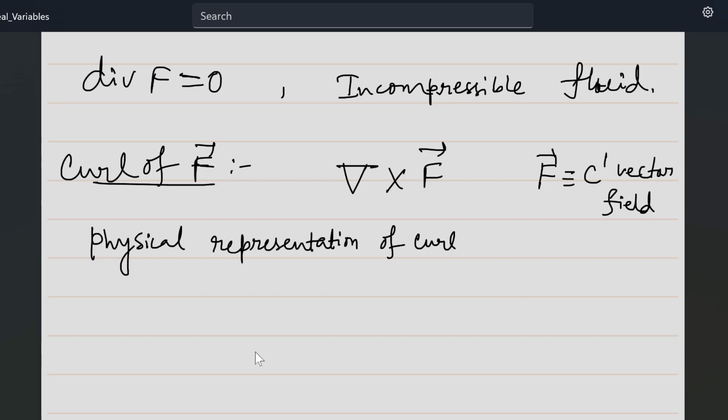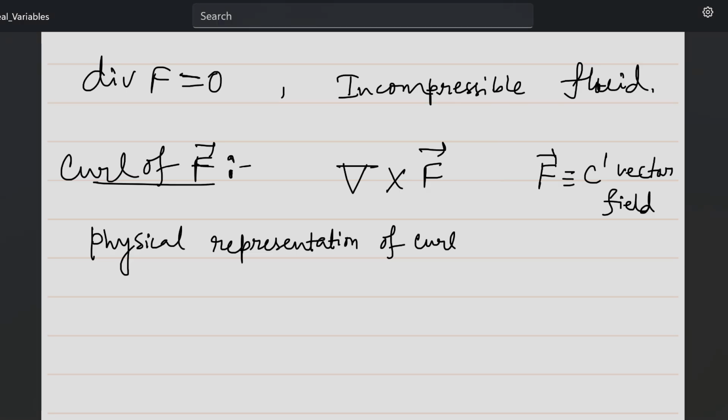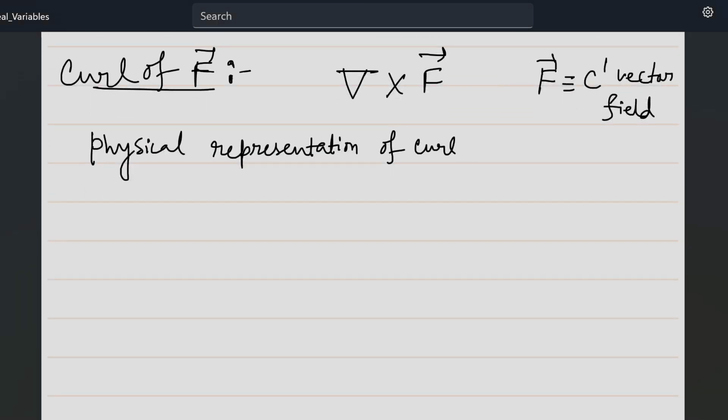First of all, curl is a vector. It's not a scalar. Divergence is a scalar. Sorry, curl of a vector is a vector. Divergence of a vector is a scalar. So what is the physical representation of curl? Any idea? Abhitata Roy, you were telling something for divergence. So any idea for curl?